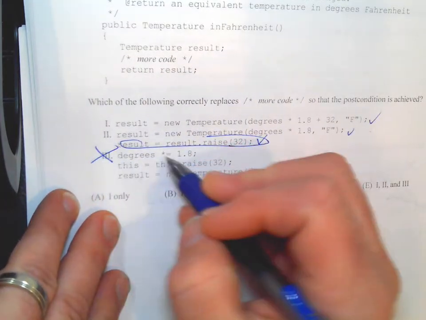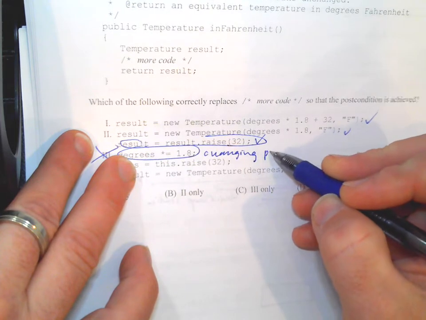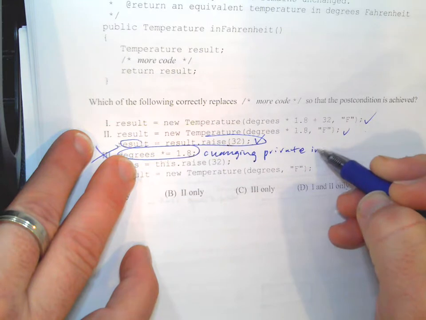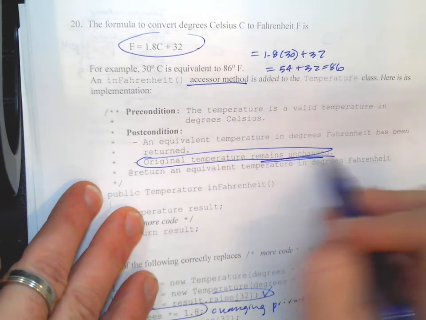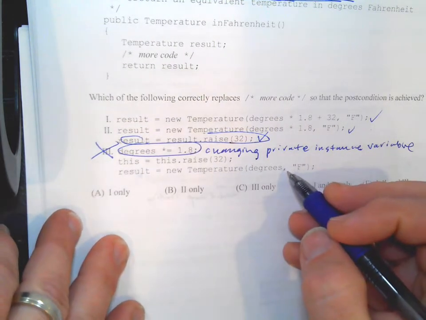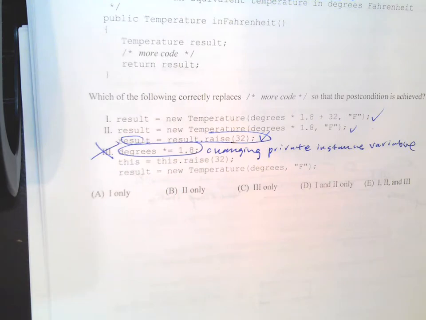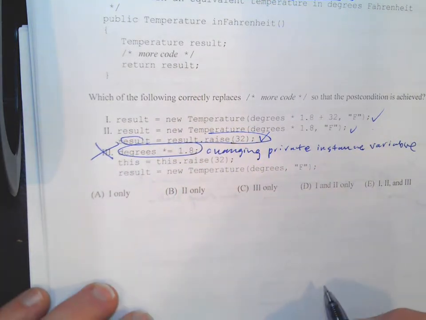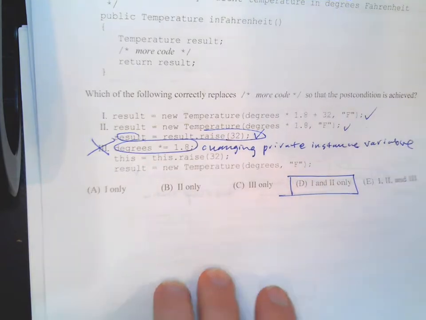This one takes degrees. Now, the thing that's bad about this is it's actually changing the private instance variable, which isn't necessarily a problem in general. I think the toFahrenheit method probably does this, but they specifically said the original temperature remains unchanged. And now we're actually changing it. So this does give you the correct temperature in Fahrenheit, but in the process, it actually changed the value of the temperature in the object, which it wasn't supposed to do. So that one's out. So I'm going to say 1 and 2 only. You got to be careful because number 3 looks good. It does give you the right number, but it does something on the way that it wasn't supposed to.